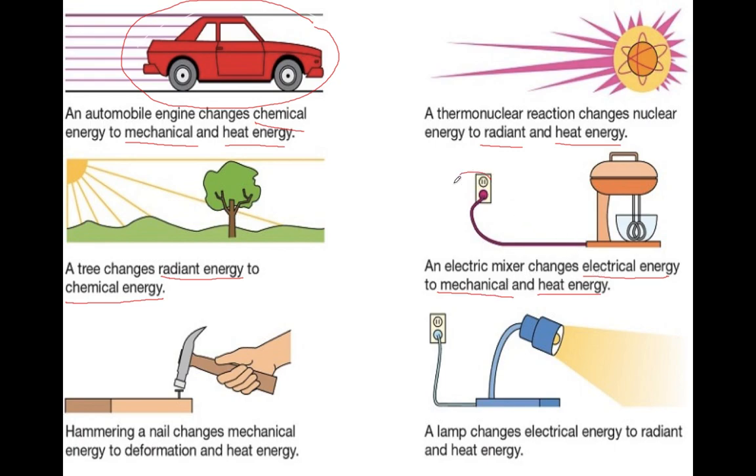So anything plugged in is using electricity as the input energy, and then in this case it's turning the blades, and so that is mechanical energy. So it's electrical to mechanical. A lamp changes electrical energy into radiant energy, as we talked about before.